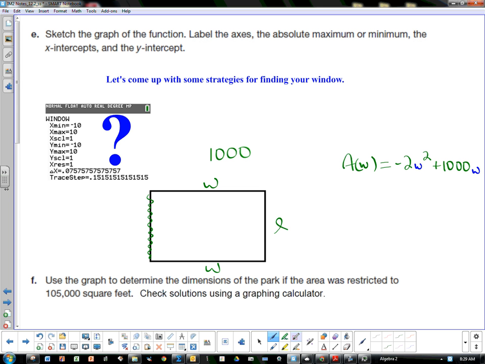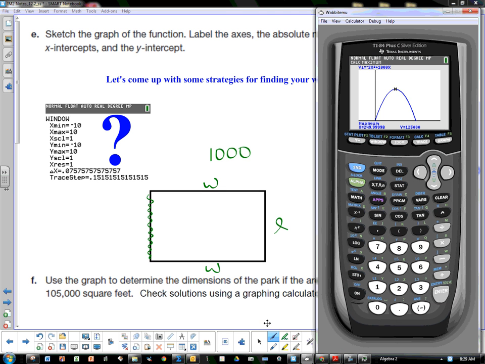Yes? If we figured out what W was previously, couldn't you just plug that number back in to find L? You totally could. Yes, you could. So what I'm coming up with here is this window, and I would say for our window, I don't have to set this X max to 800. I could do 600 and graph, and it would still come out pretty decently.